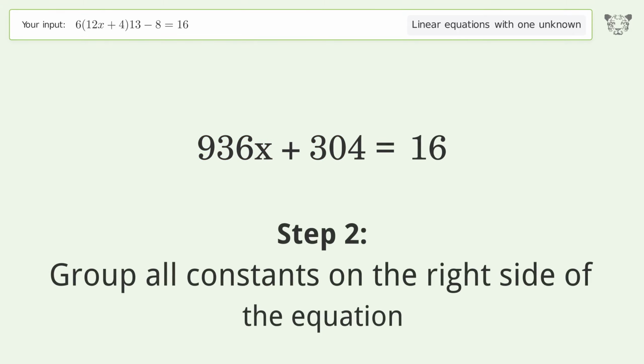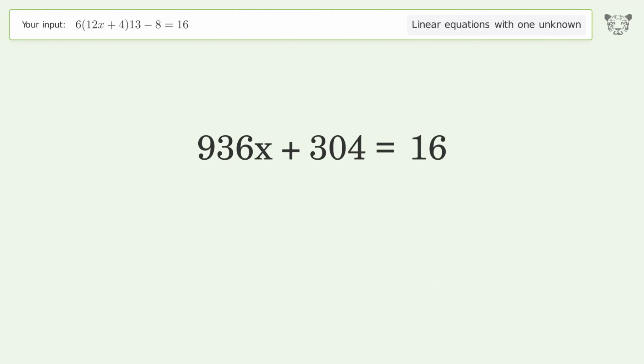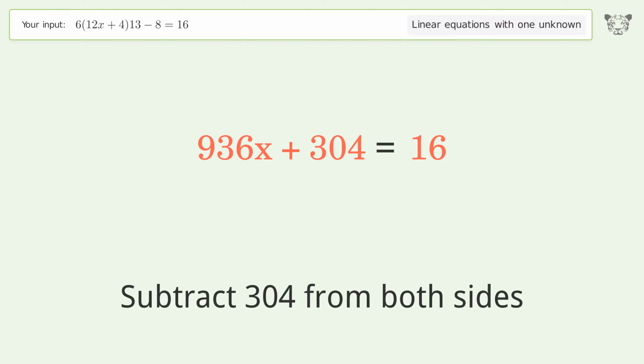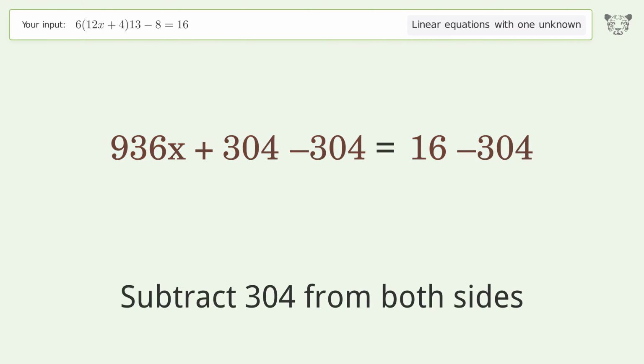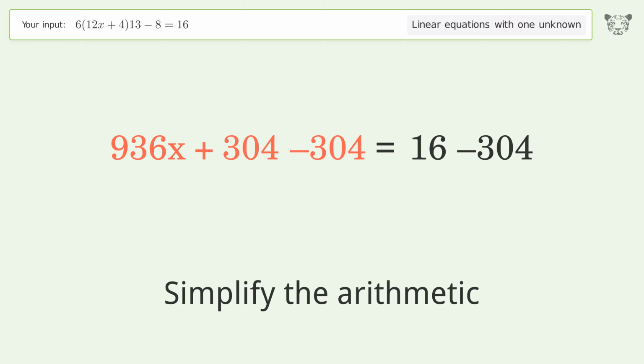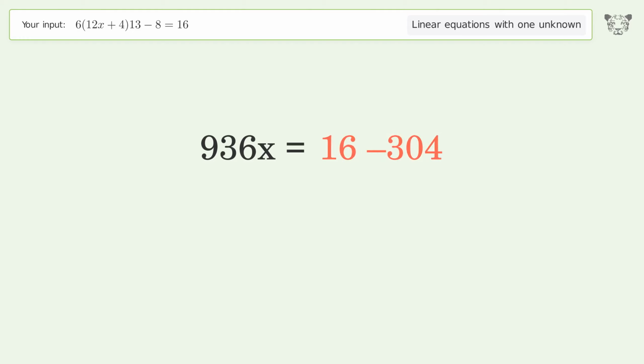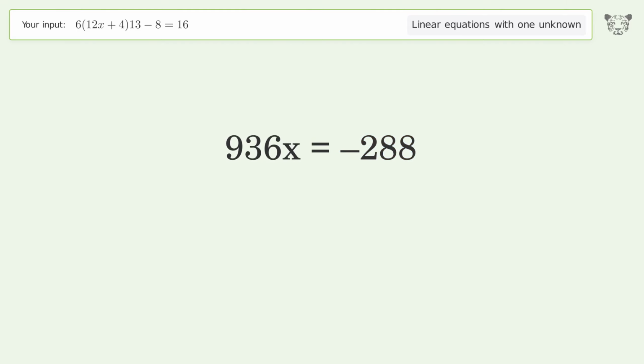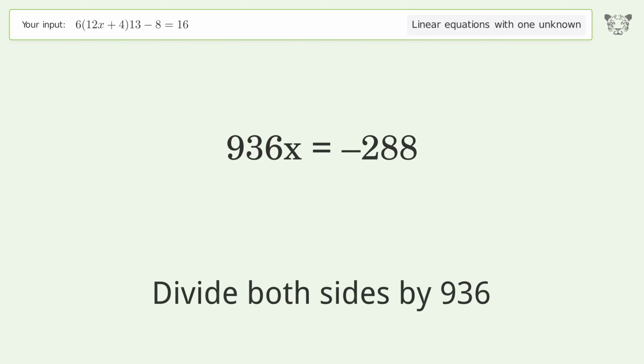Group all constants on the right side of the equation. Subtract 304 from both sides. Simplify the arithmetic. Isolate the x. Divide both sides by 936.